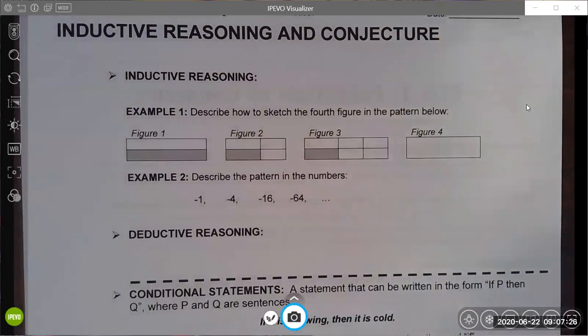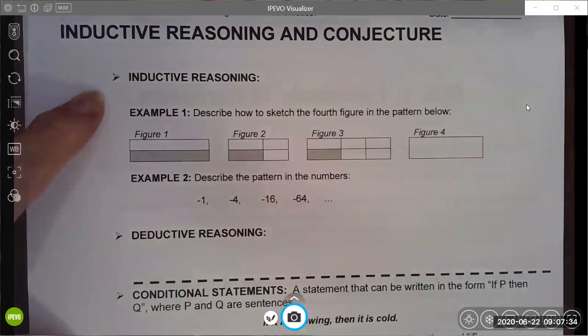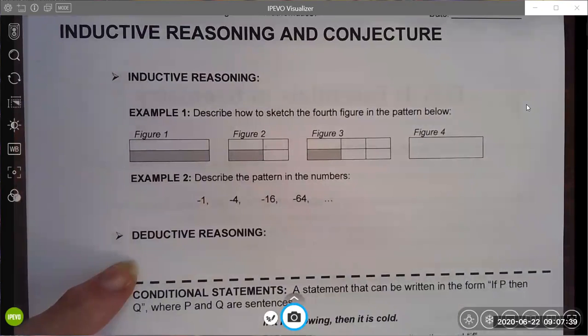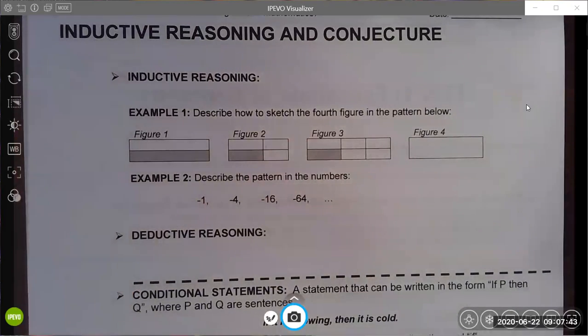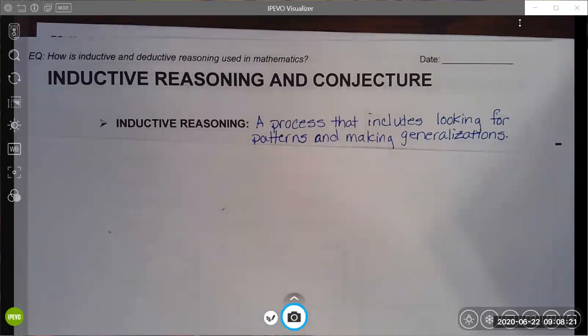You will need to know these first two definitions, actually all the things that have arrows in the first day's notes you're going to want to make sure you know. But there is a definite difference between inductive reasoning and deductive reasoning. Inductive reasoning, and I'm going to go ahead and write this out, and I'm not going to make you watch me do it. There we go, that looks a little better. So inductive reasoning is a process that includes just looking for patterns and making generalizations.